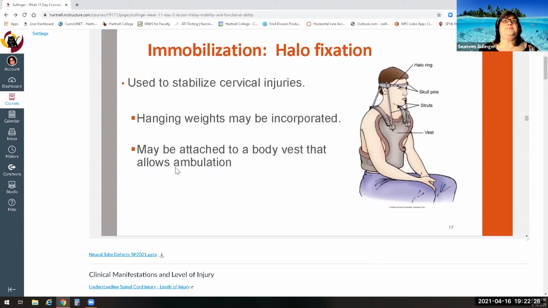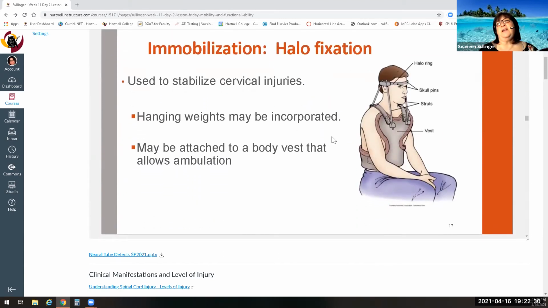And then, sometimes they'll use weights. I've not seen a halo with weights, but you can. I like the vest because the vest, it's called a TLSO, a thoracic lumbar sacral orthotic, TLSO. And it really carries the weight of the halo, which is nice. It helps you to keep your posture straight, so you're not going to slump, in other words. It gives you some support to be able to sit up straight.